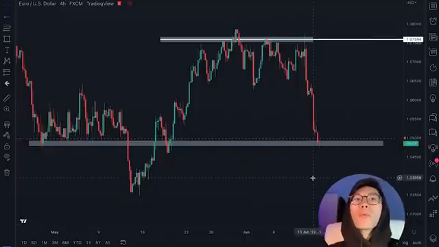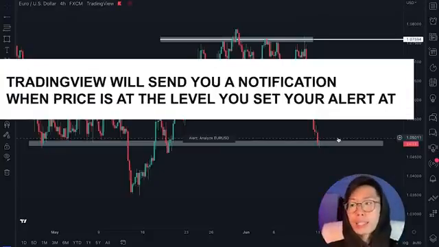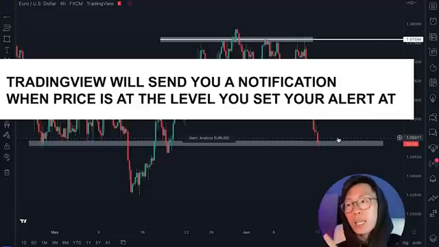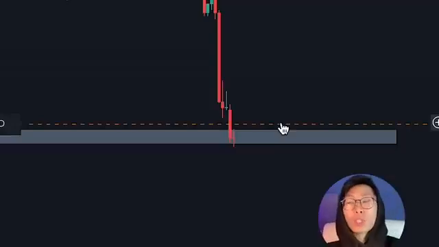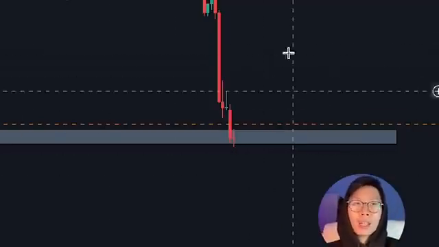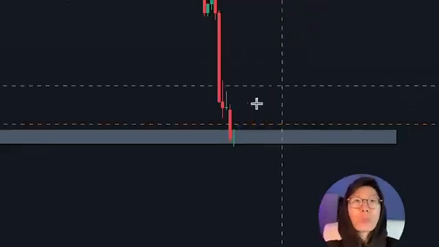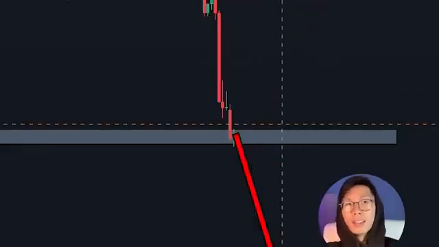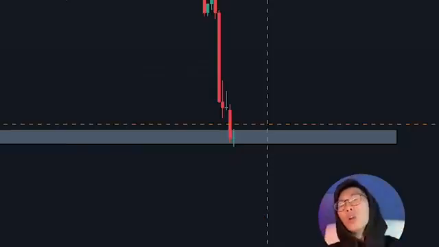So when price comes here to touch this level, TradingView will send you a message or an email telling you that right now Euro USD is at this level. When you get the message, you can open up your device, whether it is your laptop or your phone, and see what the next few candles form at this key level. Is price reversing and heading back up, or is price going to break past this key level? And then you can trade from there. So that is a tip that you guys can use to save a lot of time.